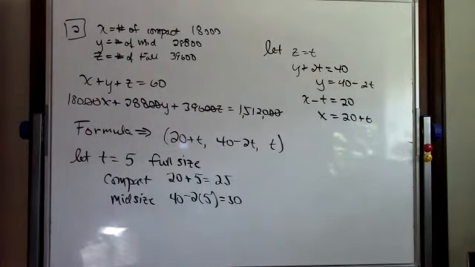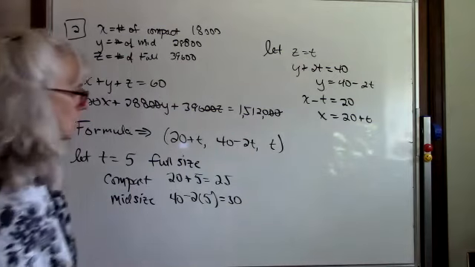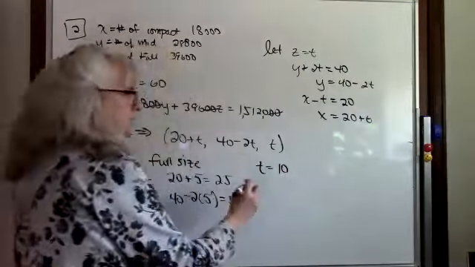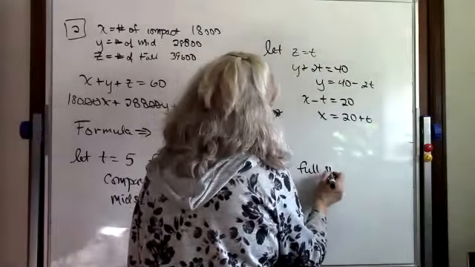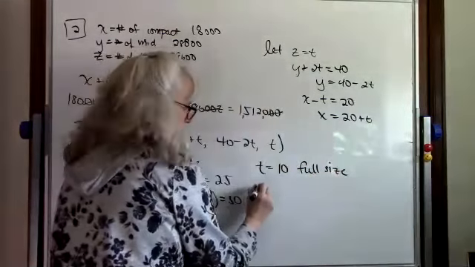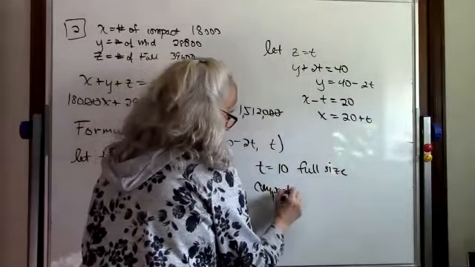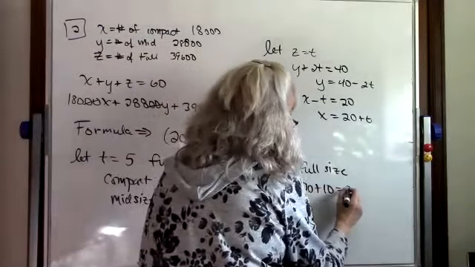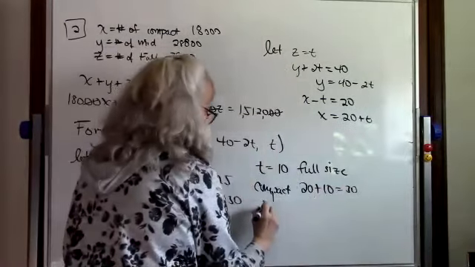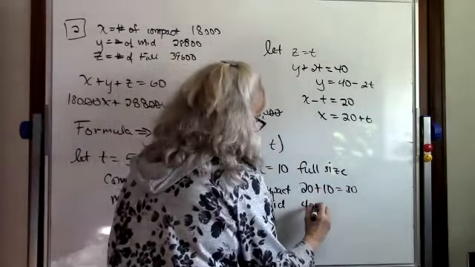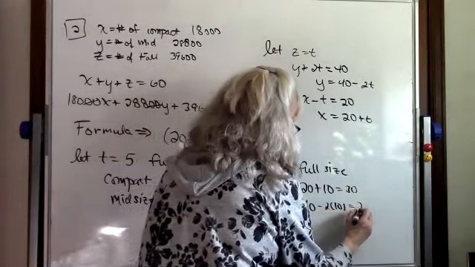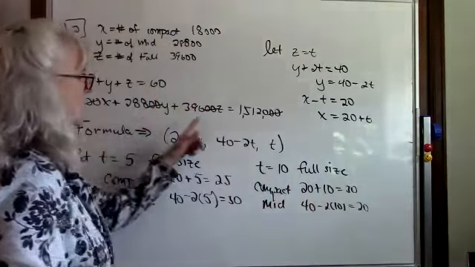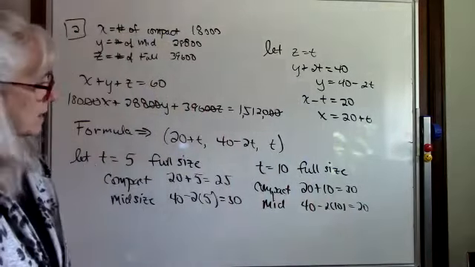The directions actually ask for two. So let's come in and let t equal some other number. Let's let t equal 10 and see what happens. So if we buy 10 full-size cars, then what else do we need? So the compact cars would be 20 plus 10, which would be 30 of those. And the mid-size cars would be 40 minus 2 times 10, which is also 20. So sure enough, 20, 30, and 10 is 60. And if you add the price tags on them, you'll end up at that same 1,512,000.